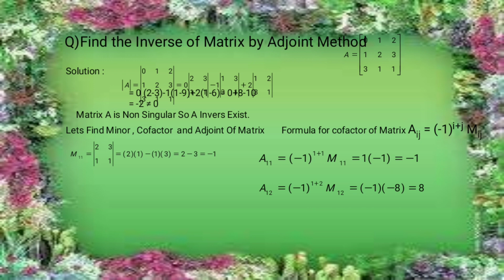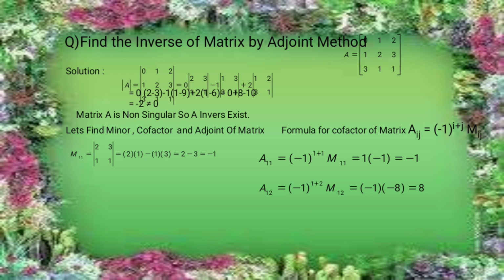Now, next example, find the inverse of a matrix by the adjoint method. Now a 3 by 3 matrix is given to us. Matrix A is 0 1 2, 3 2 3, and the last row is 3 1 1. So let's first find out the determinant value of the given matrix. If that determinant is not equal to 0, then only we can calculate the A inverse.